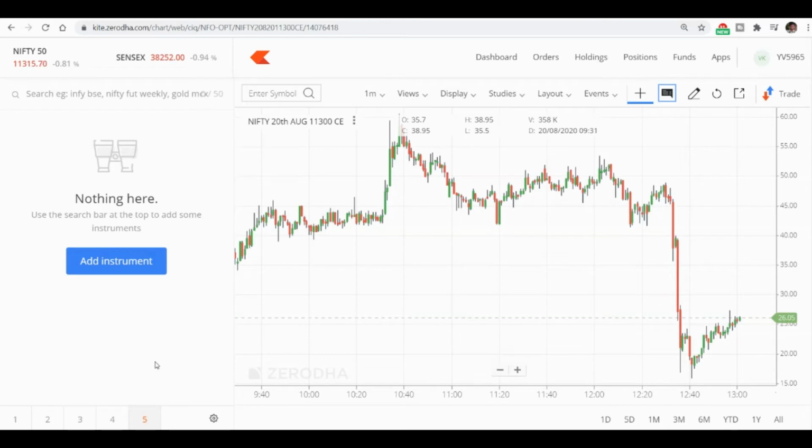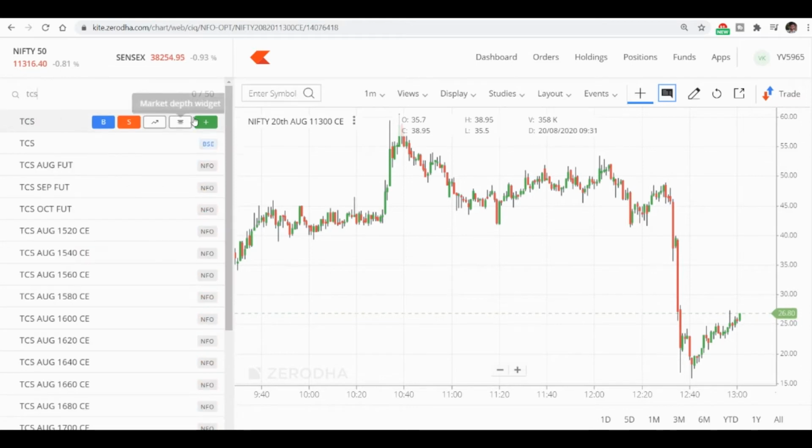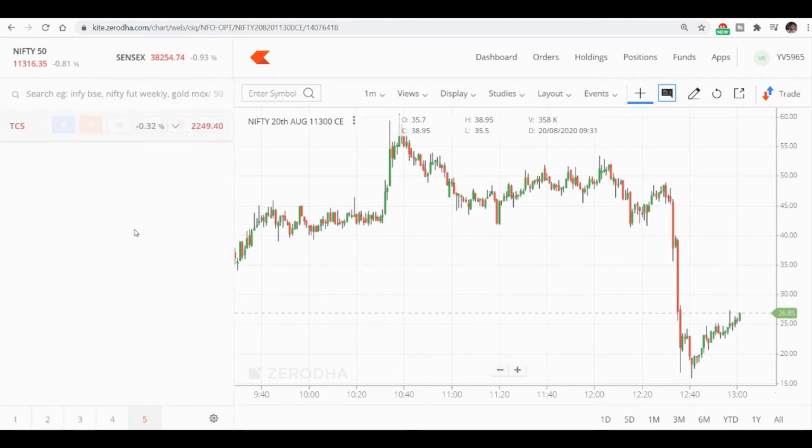I'm in Zerodha Kite. We'll see quickly how to select a future contract. I'll take TCS as an example. So I will just type TCS and add it to the watch list. Now if I want to trade the TCS future contract, I will just type TCS and type FUT. At any given point of time, you will always have 3 months of contracts open.